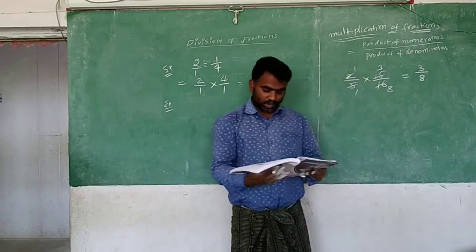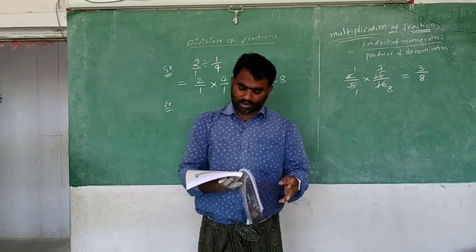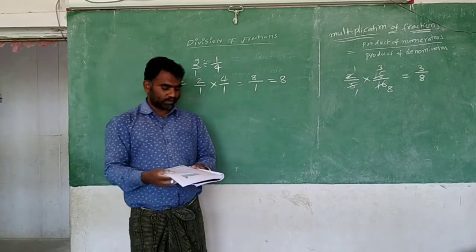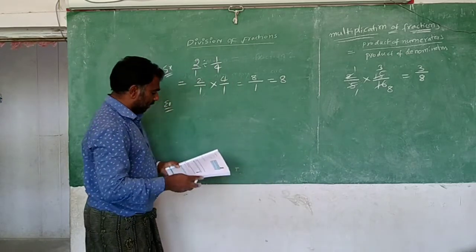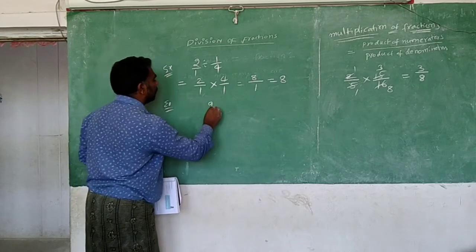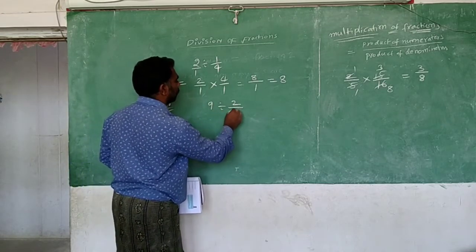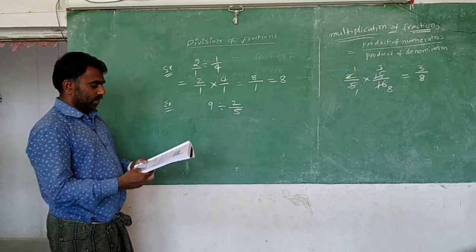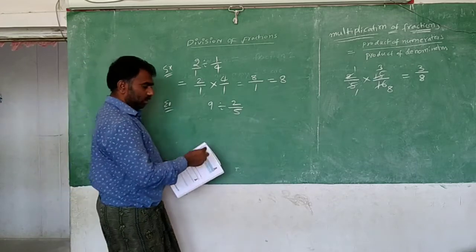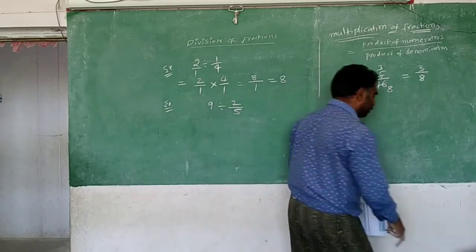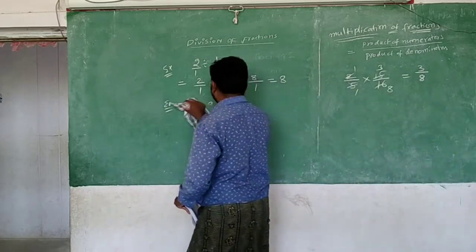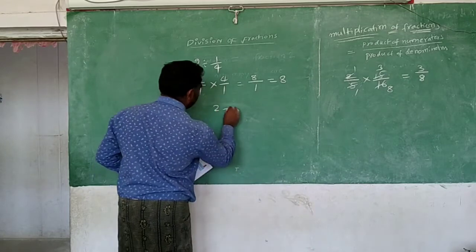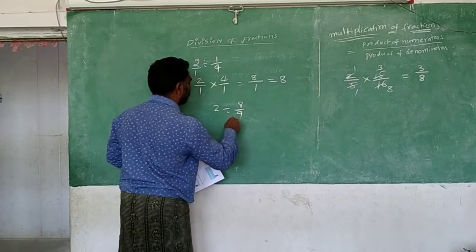Then I am going to take the example on page number 41. Page number 41, there are Do This problems. First Do This, it is 9 divided by 2 by 5. Okay, in this there are three problems. First I will explain the third one. You see, what is the third one? 2 divided by 8 by 9.